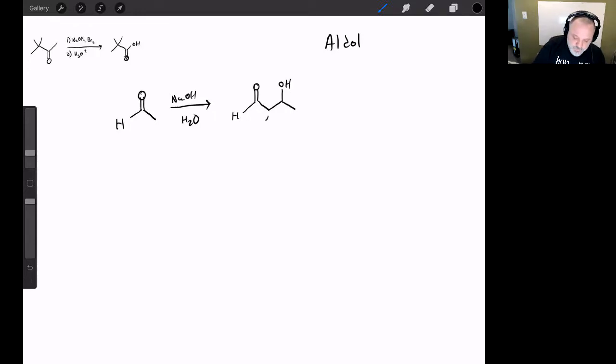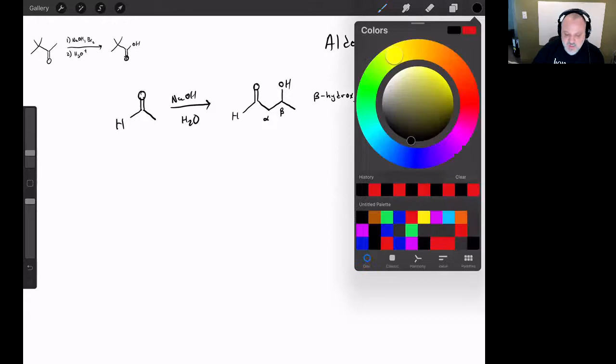Here was the previous alpha position, and now I have a new beta position. And so this is called a beta hydroxy aldehyde. And we can also have a beta hydroxy ketone. So here's the reaction. Let's take a look at how this works.